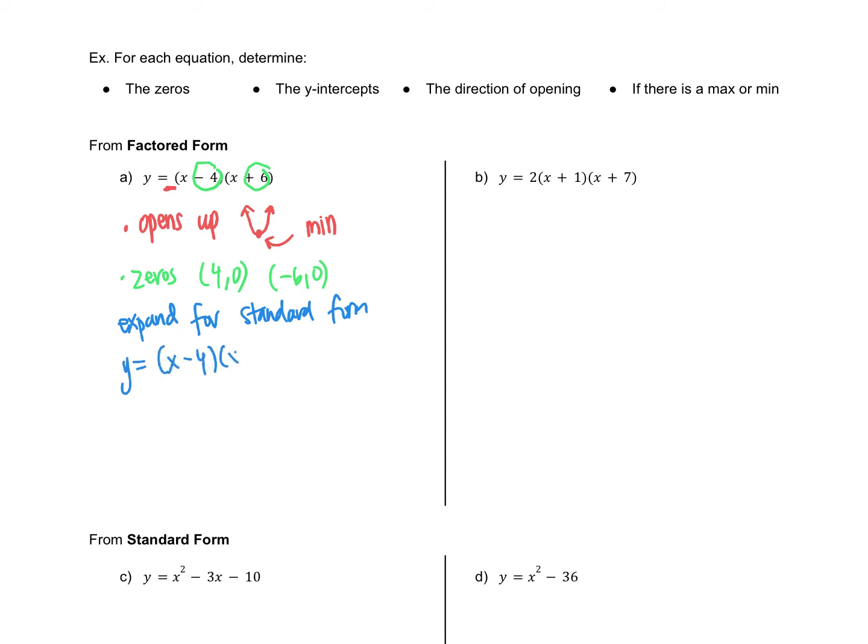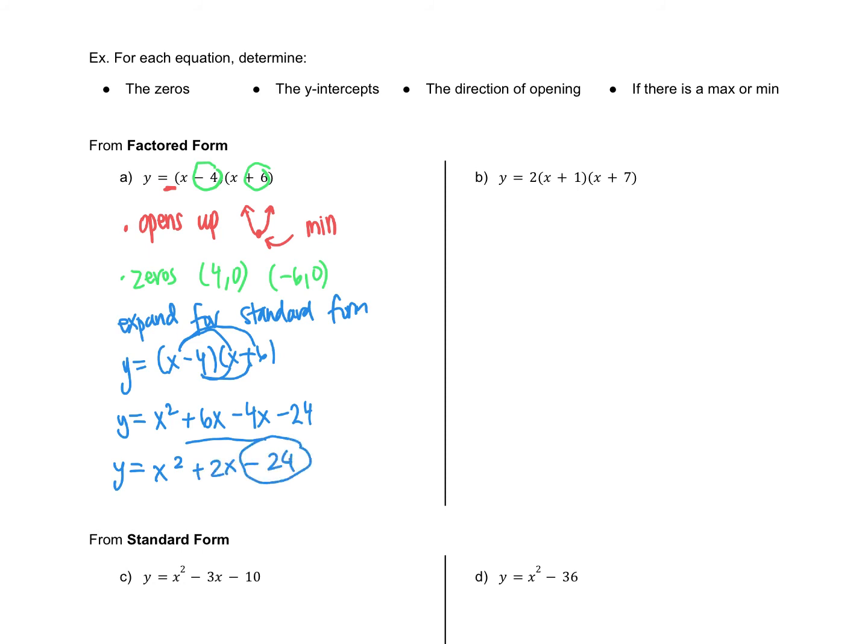So I'm just going to rewrite the equation. x minus 4, x plus 6. And we know that to expand this, we're going to multiply the x into our second bracket. So x times x is x squared. x times +6 is 6x. Then I'm going to multiply the -4 into that second bracket. So -4 times x and -4 times 6. And we always collect our like terms in the middle. So 6 minus 4 is 2. And now, here's the constant.